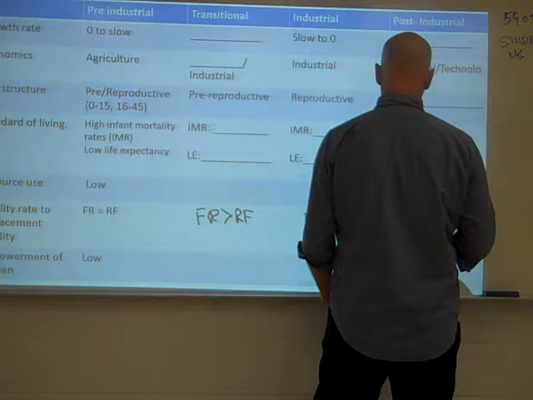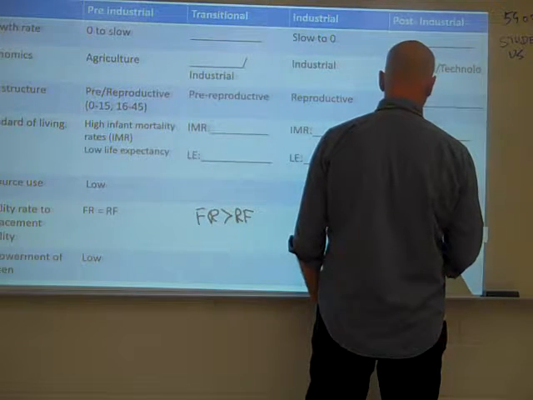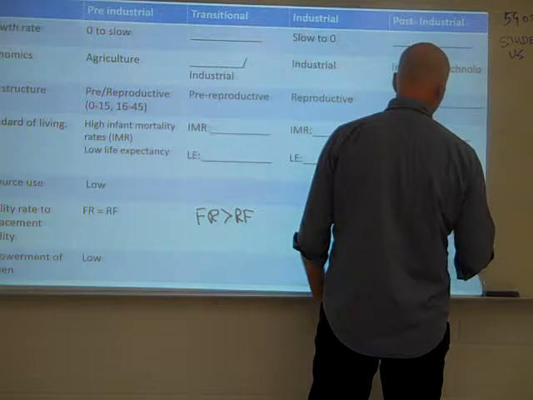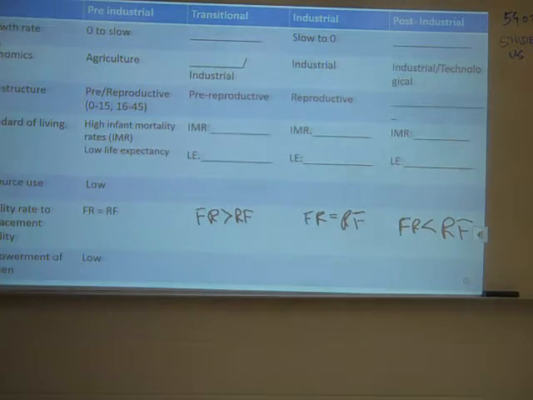And then if you hit a post-industrial society, your fertility rate is actually less than replacement fertility, and that's why you end up with a negative population growth. You're not having enough children to replace the parents, and so by necessity, eventually the population is going to start to shrink. Now, keep in mind that necessity part.